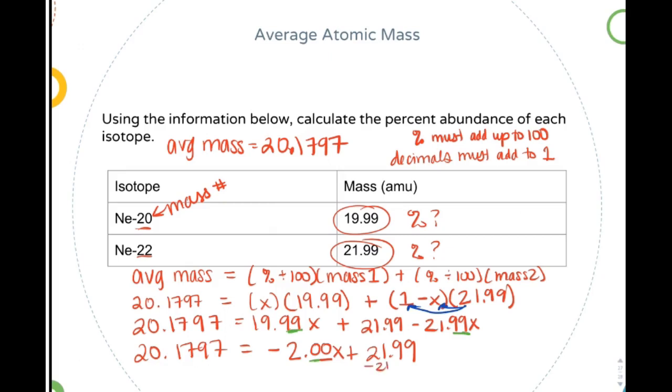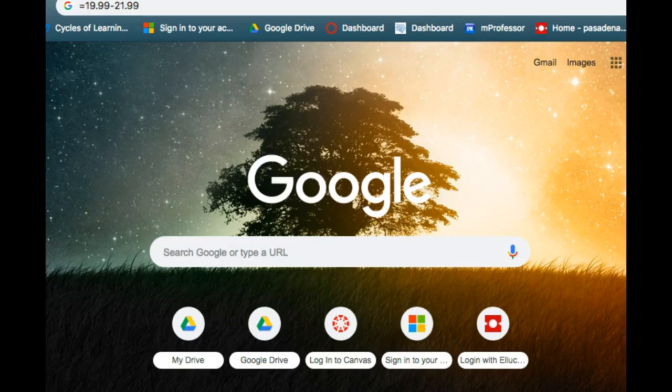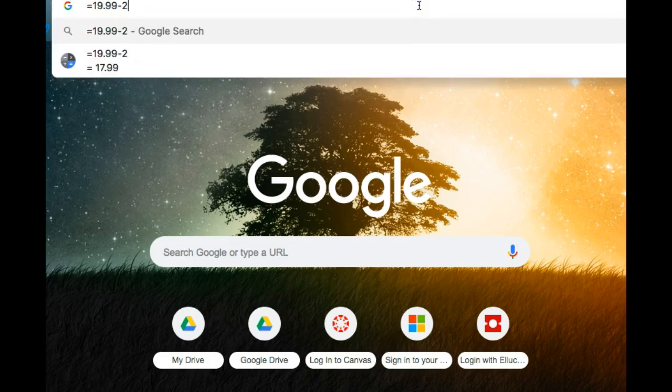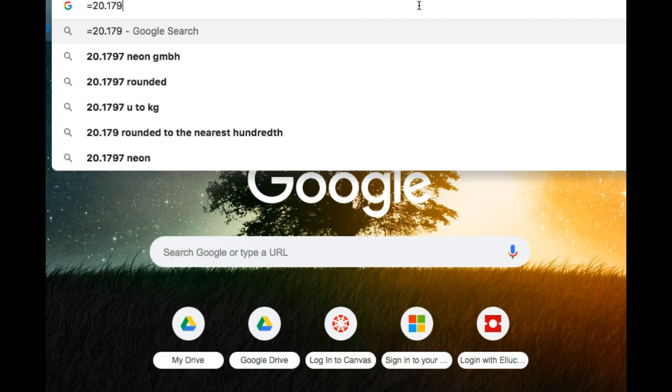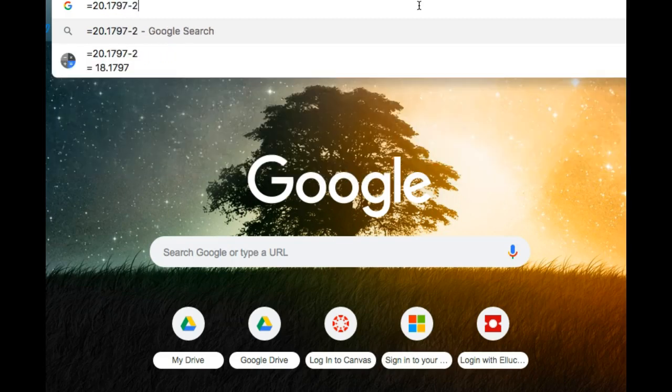Let's subtract both sides by 21.99. I'm going to have to cut off here for sig figs, so make sure you watch that. 20.1797 minus 21.99 is negative 1.8103, but I'm only going to keep these numbers here.